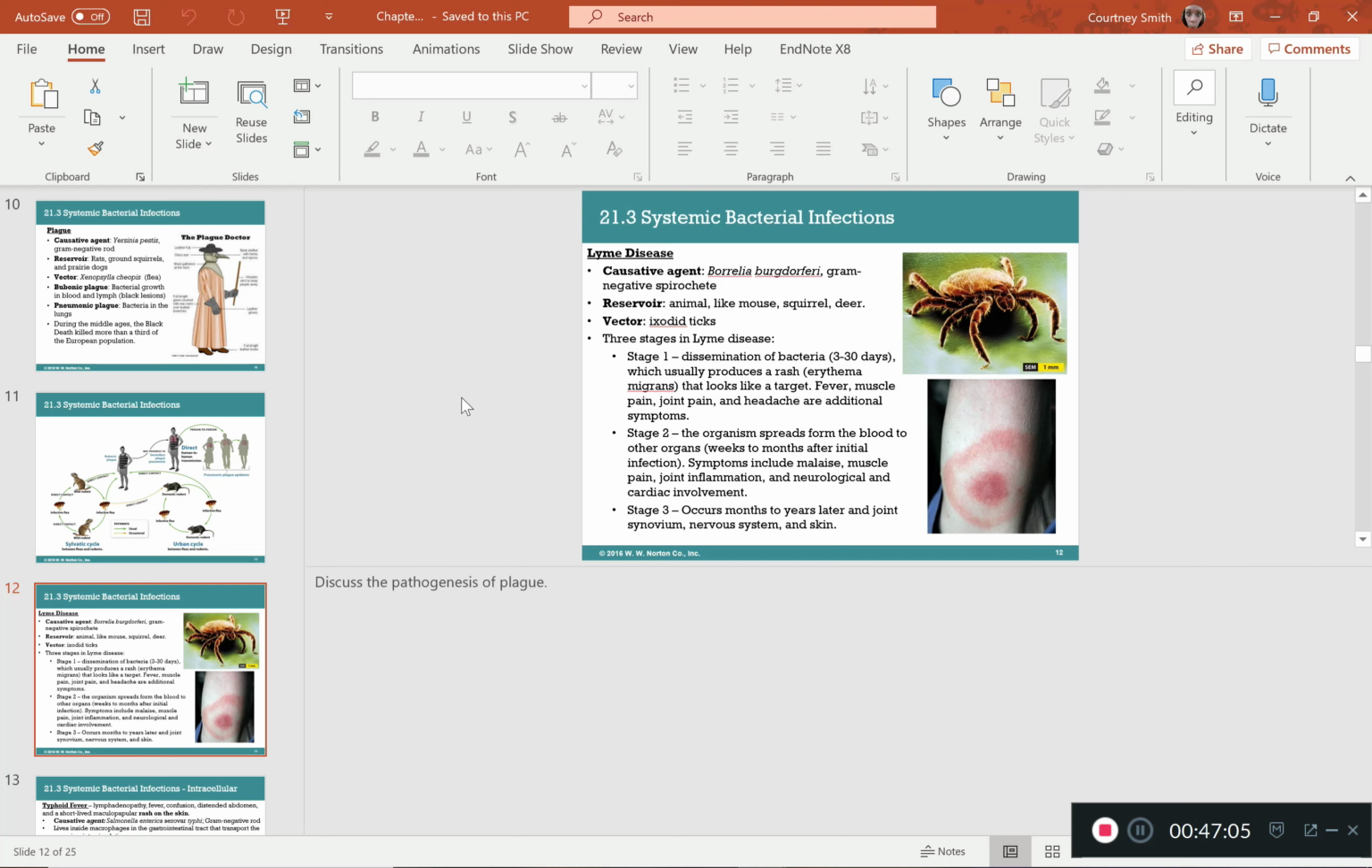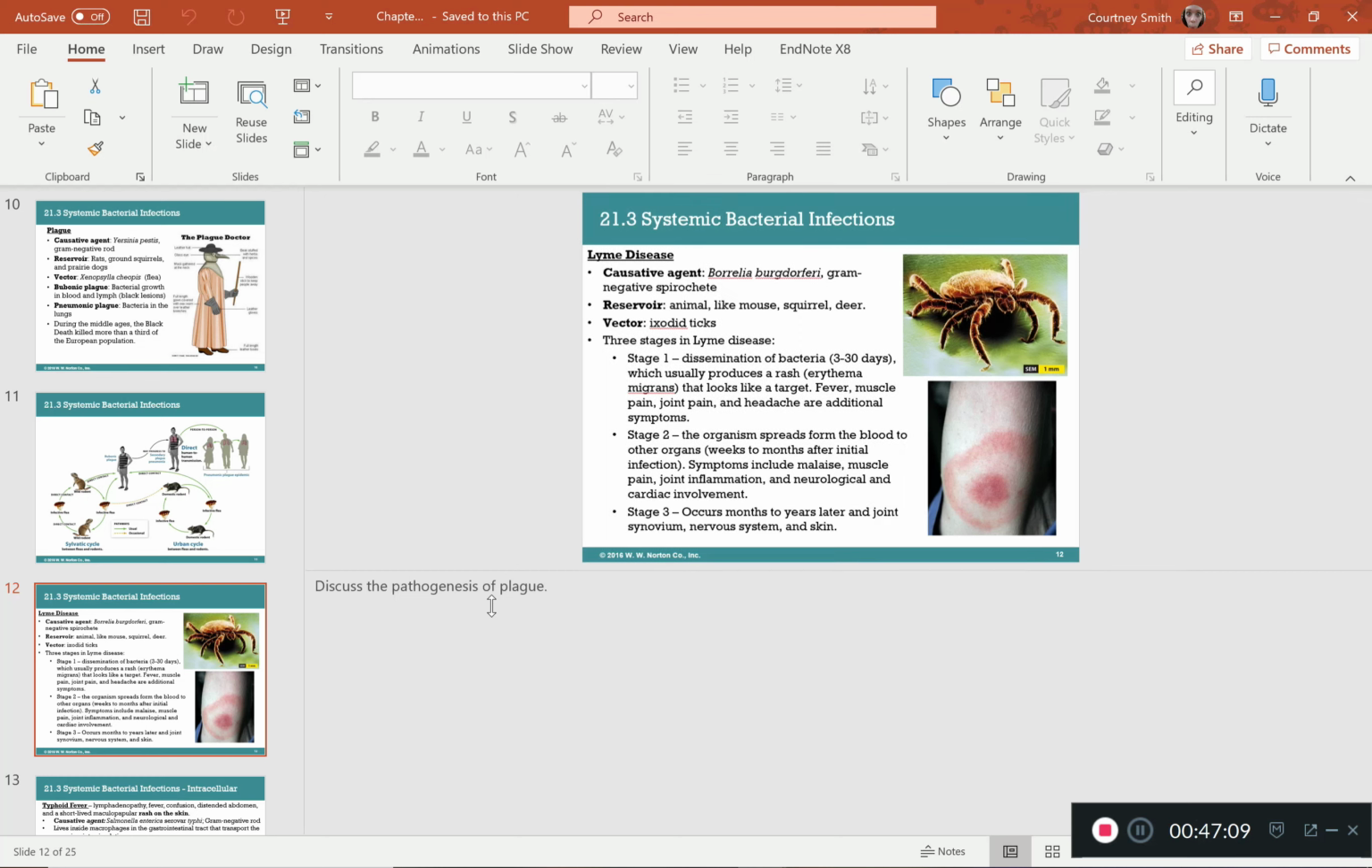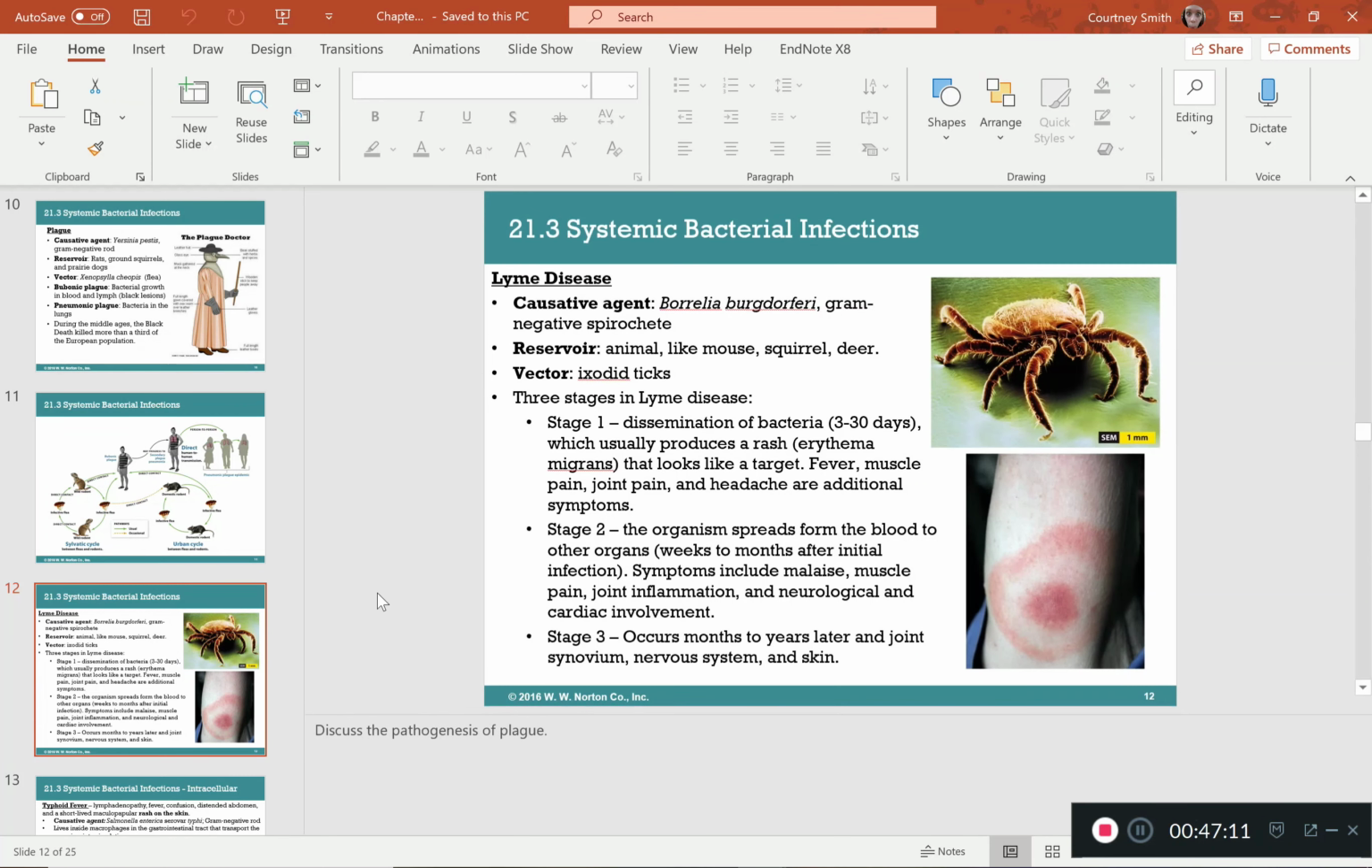But Lyme disease does have 3 stages. So you have the first one, which is where the bacteria will disseminate. It'll cause that rash, so that bullseye one. And then you'll have fever. You'll feel slightly arthritic. And then you may even have a headache on top of that.